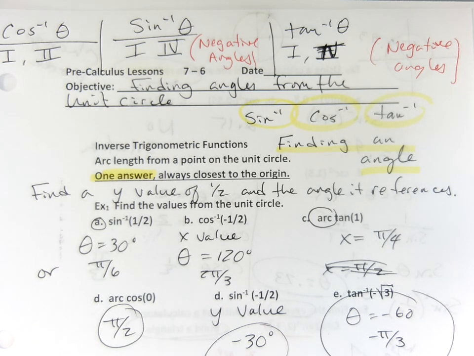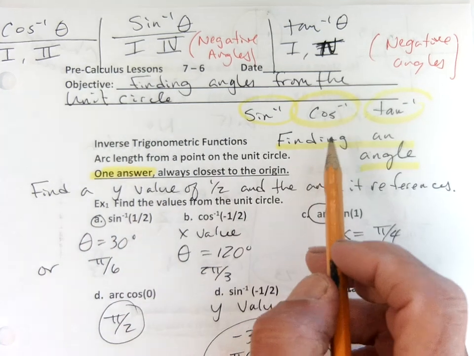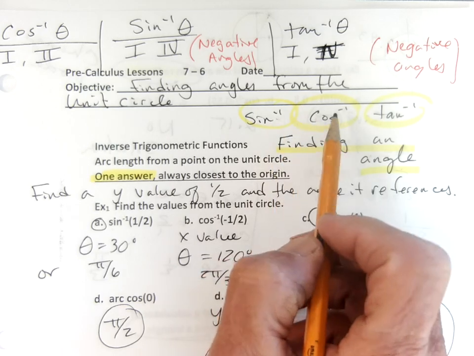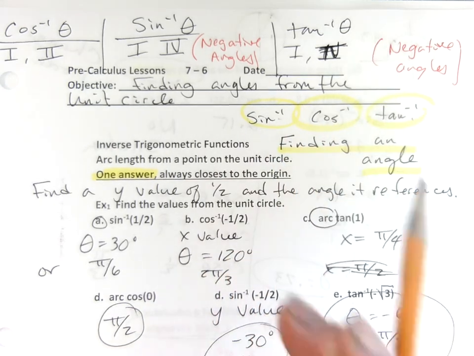Okay, everybody, let's see if I can recap the lesson. So today what we're doing is finding the angle from the unit circle. Anytime we see this symbol, sine inverse, cosine inverse, or tangent inverse, we know we're finding the angle.